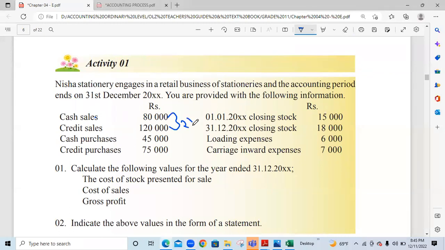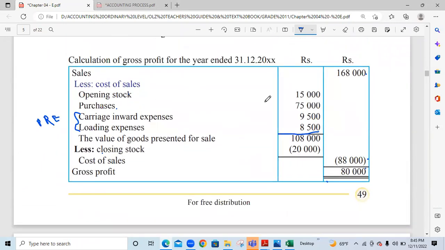What's the total purchase value? 120,000. Opening stock is 15, closing stock is 18. These two are purchase related expenses. Very simple, just put the values. That's it. Okay, so guys, see here, you have to draw this and record.